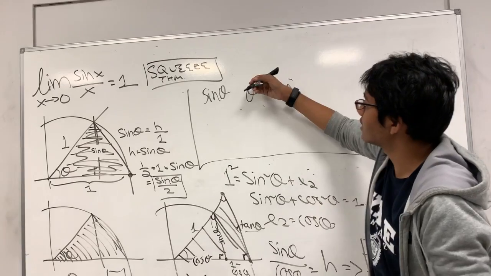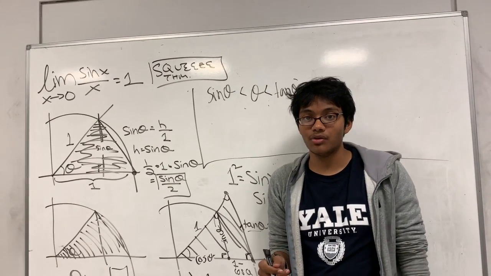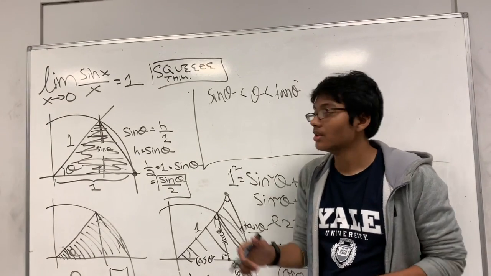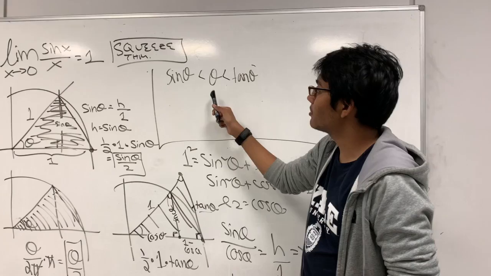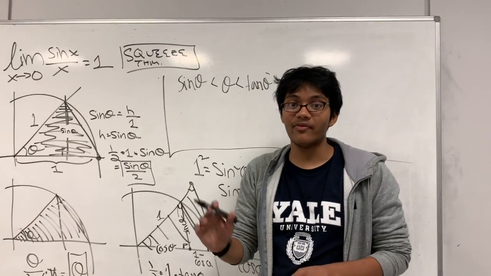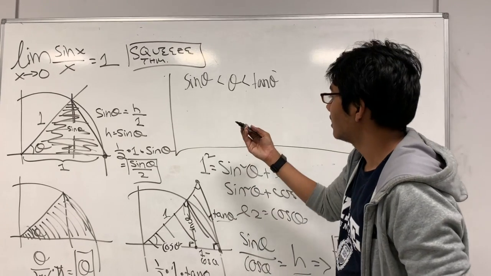Let me just move these up. The next step, however, might not be as intuitive. The next step we're going to do is take the reciprocal of all three of these terms. So when we take the reciprocal of sine theta, theta, and tangent theta, the inequality sign is going to flip. It's almost like you're multiplying by a negative sign.